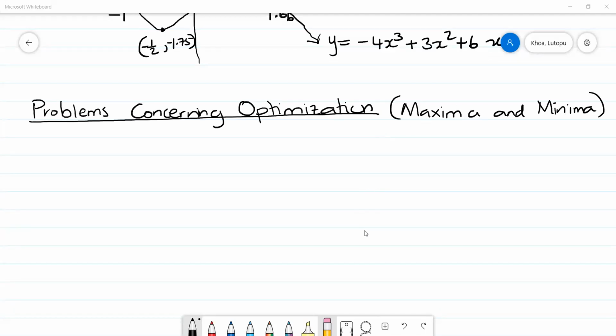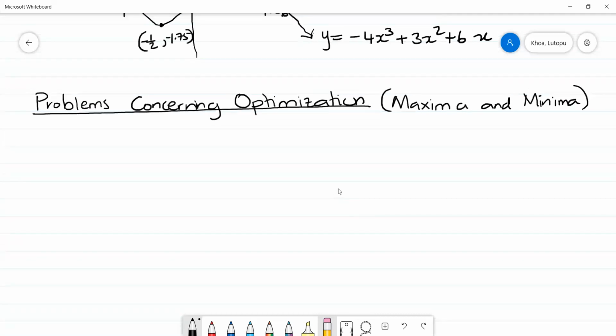Okay, our next section is on problems concerning optimization. That's maxima and minima. So what we will be doing in this section is basically trying to find the maximum, whether it's maximum volume, maximum area, or the minimum cost, or something like that. And this we want to do by differentiation. So here's an example of one such problem.